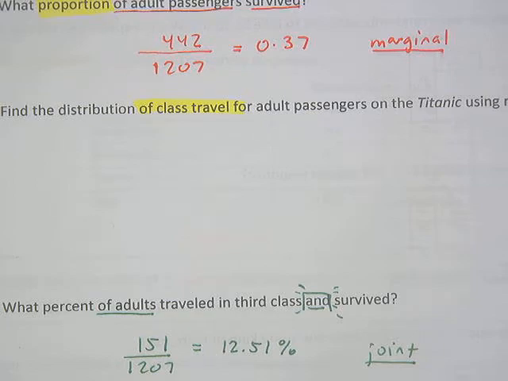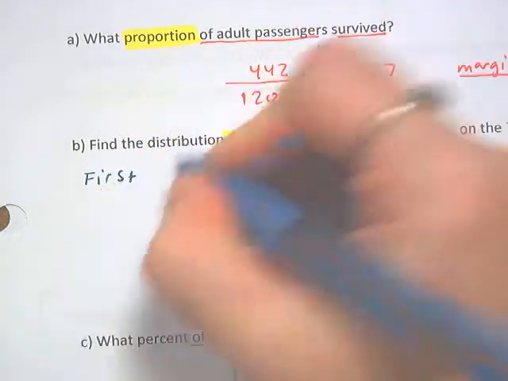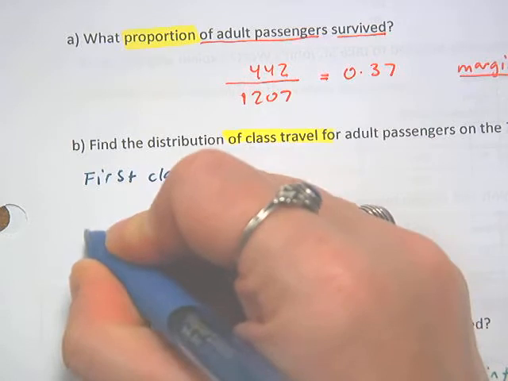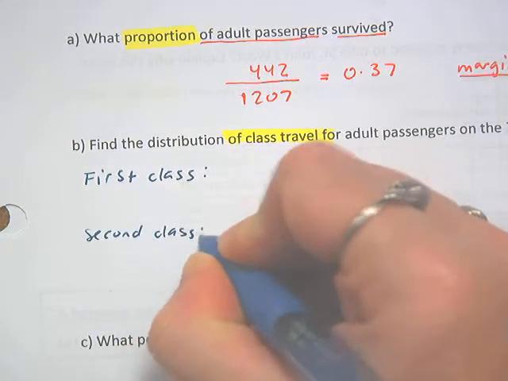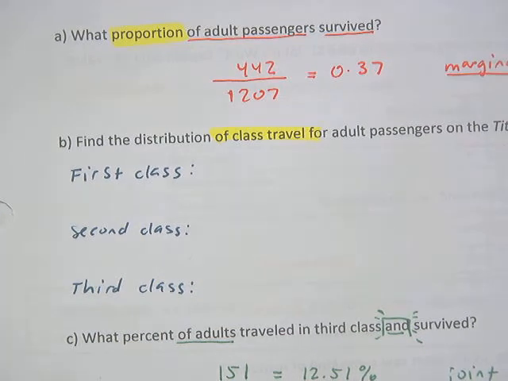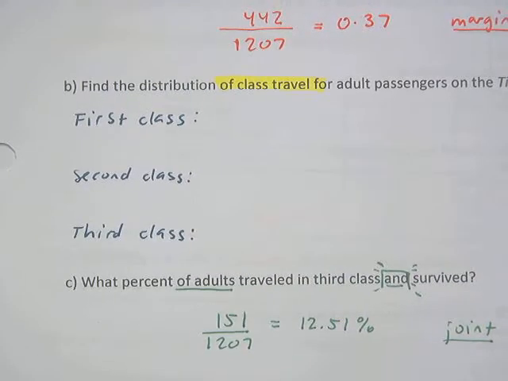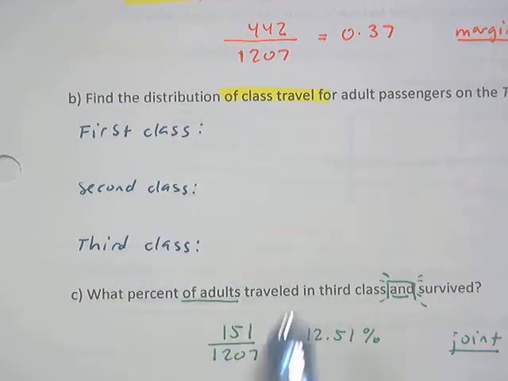So if it's the distribution of class travel, then I want to know the percentage who traveled first class, who traveled second class, and who traveled third class. I'm not divvying it up between survived and died because the problem asked me to find the distribution of class travel. If it had said find the distribution of survival, then I would have split it up into survived versus died. Okay. The rest of it says for adult passengers on Titanic using relative frequencies.